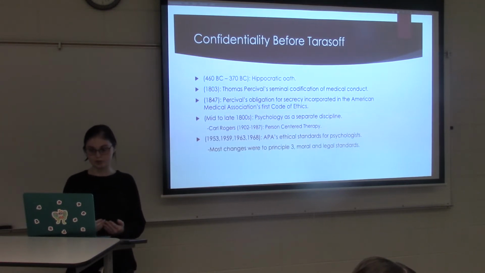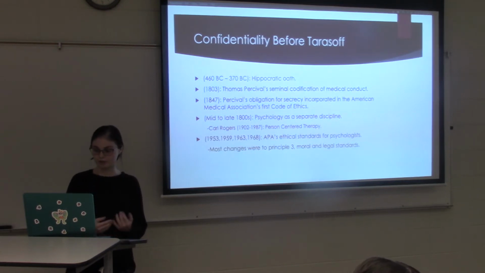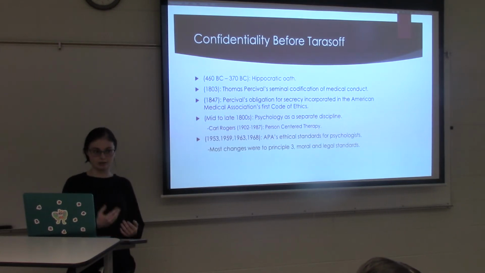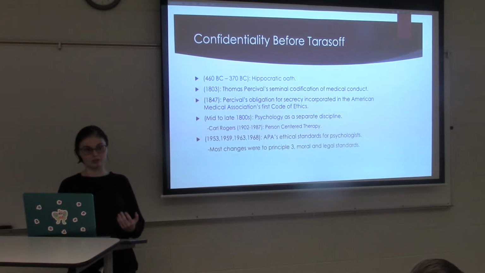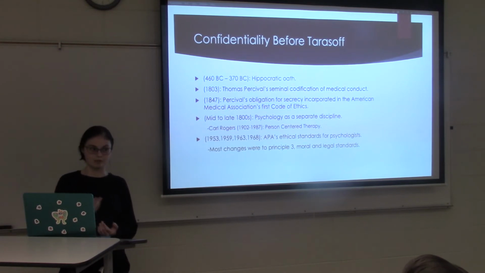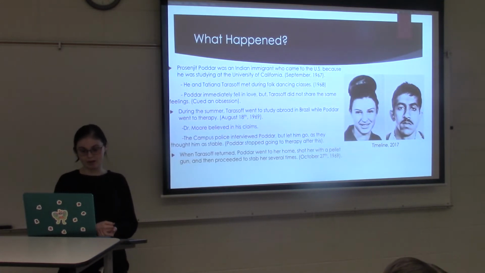Now, before the TerraSoft case, there were 4 revisions of APA's ethical standards for psychologists. Most of these changes were to Principle 3, which is moral and legal standards, as they were trying to figure out the limits of confidentiality and how to tell their clients, but there really wasn't any official standard regarding the line between law and psychological ethics. So out of caution, those in mental health continued to keep quiet unless they were approached by the law, or they only gave out information to the police if they felt like someone needed to be put away into an asylum. But what actually happened?